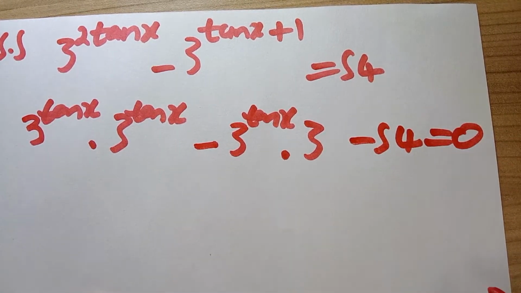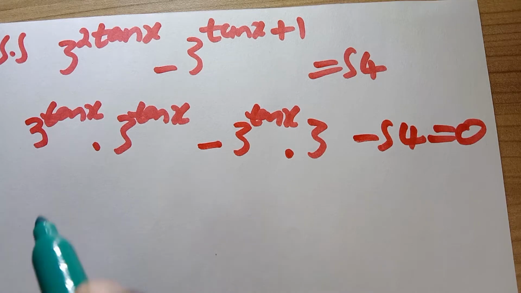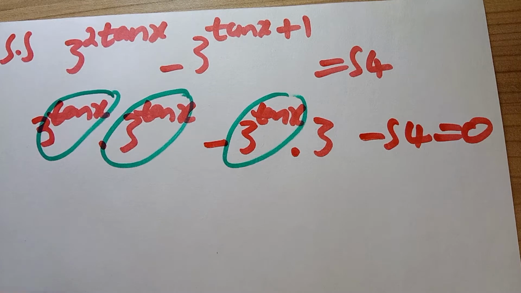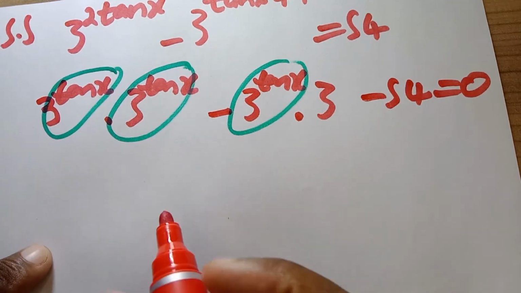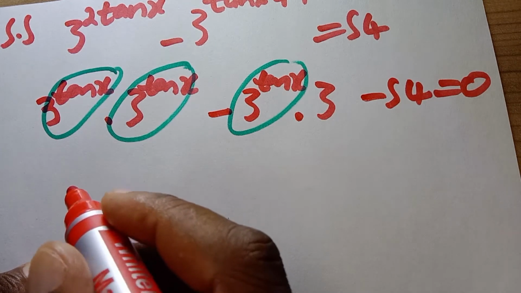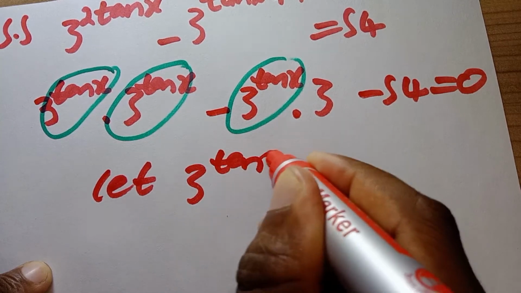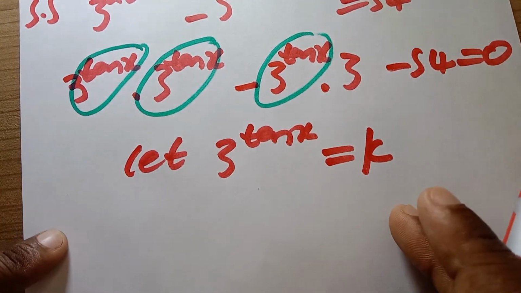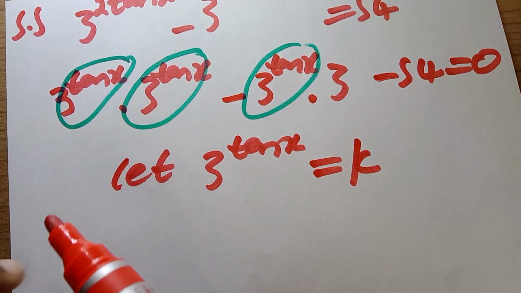then you end up with 0 that side. Then when you check here, we are having the 3 to the exponent x here and there and there, but we are not having it there. It means we cannot take out the common factor. To make life easy, we let 3 to the exponent tan x be equal to k. You can use any letter there. Where there is 3 to the exponent x, we will replace it by k.